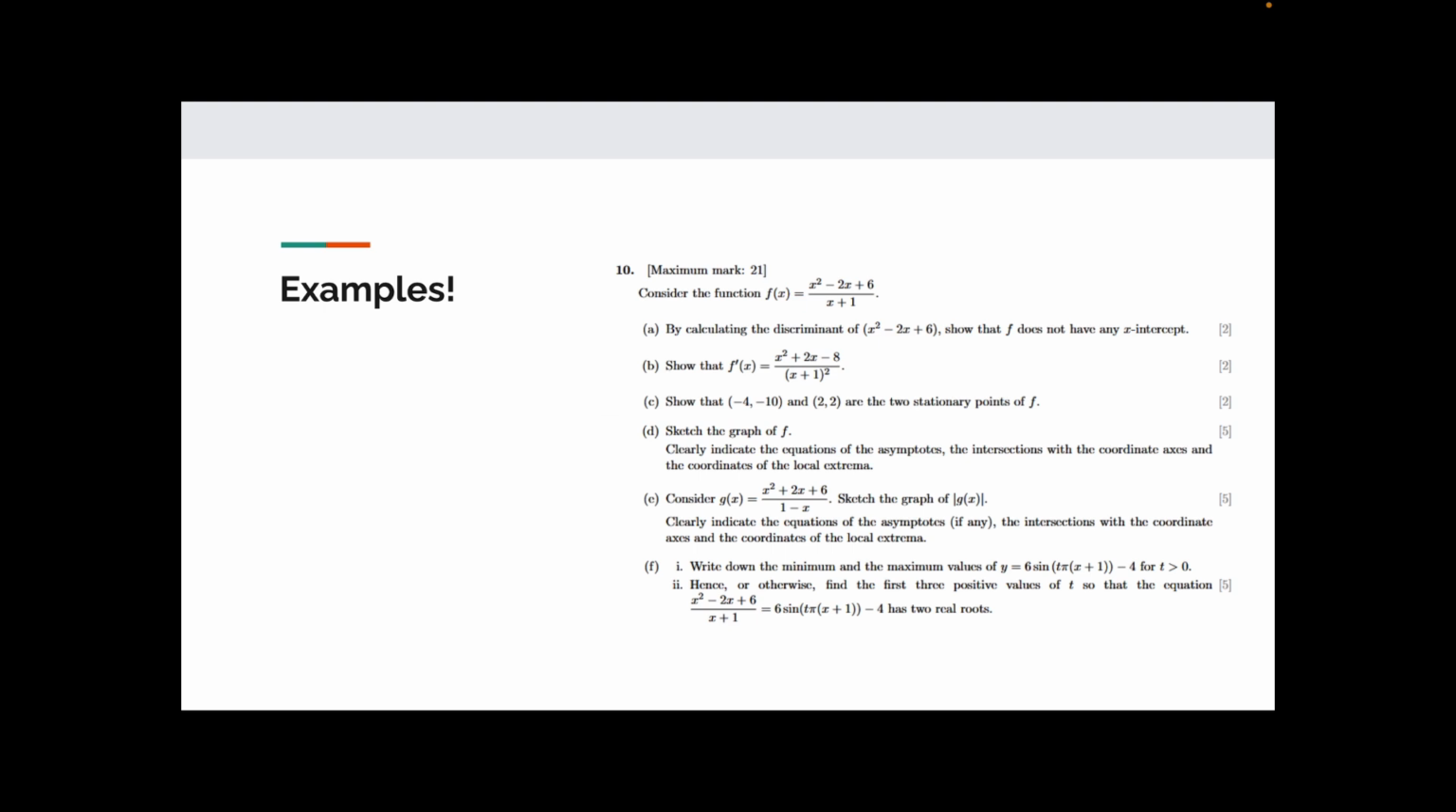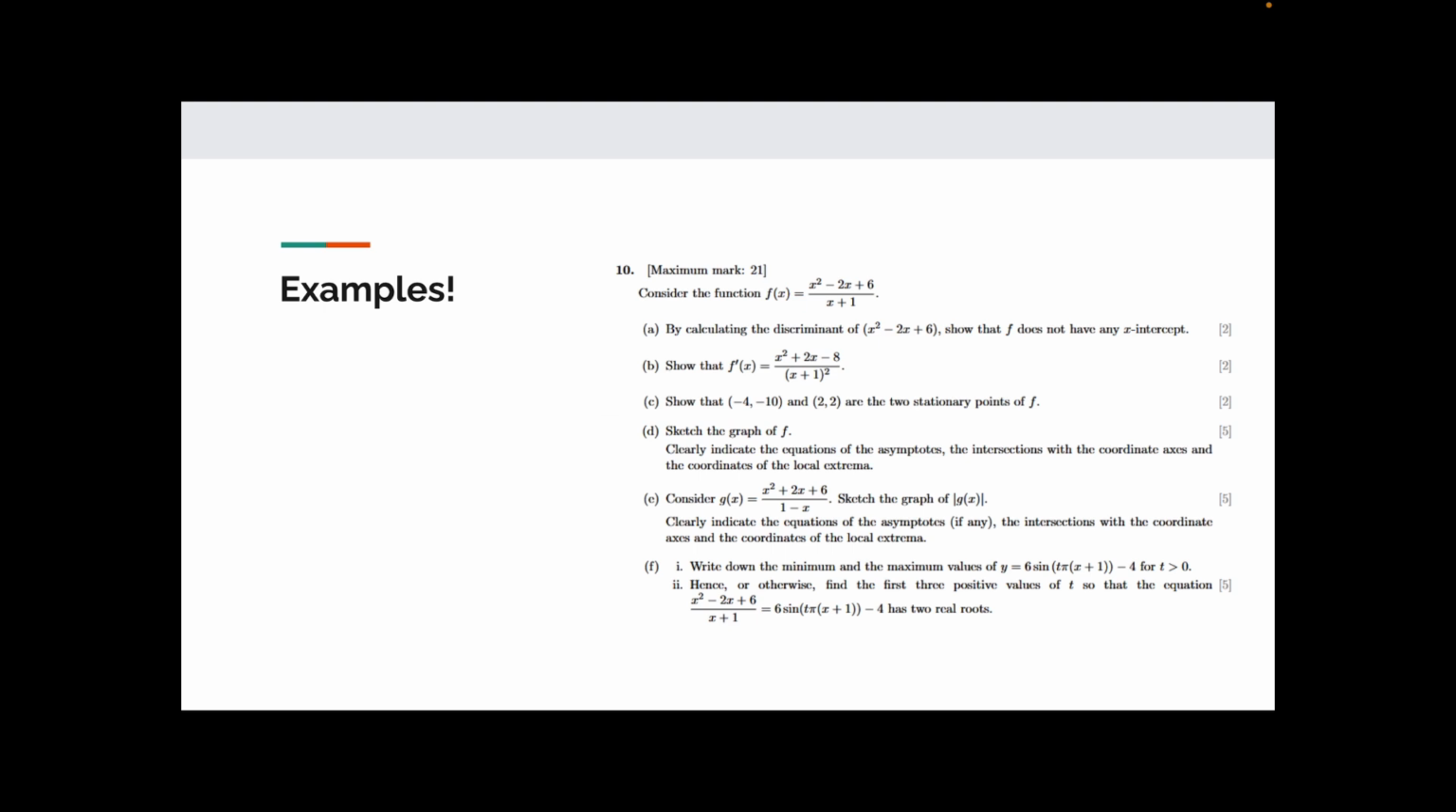Part C is showing that the two given points are stationary points of f. Again, this is a show that question, so it's not supposed to be that hard. Part D, now it gets trickier because there's not much scaffolding going on. Sketch the graph of f. Clearly indicate the equations of the asymptotes, the intersections with the coordinate axis, and the coordinates of the local extrema.